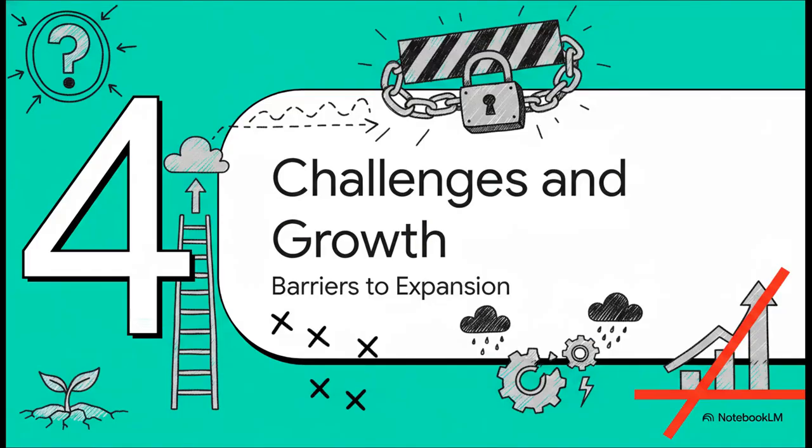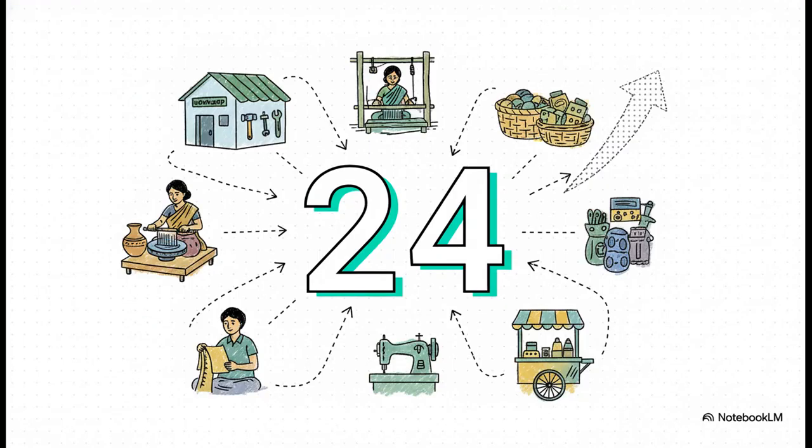Now, this brings us to a very important question. If these non-farm activities are so helpful for the village economy, why are they still on a relatively small scale? Why isn't everyone starting their own business? In our fourth section, Challenges and Growth, we'll explore some of the reasons why. And this number, 24, really helps us see the bigger picture. Across all of rural India, only about 24 out of every 100 workers are involved in the non-farm sector. This tells us that while these activities are important, there is still a lot of scope for growth.